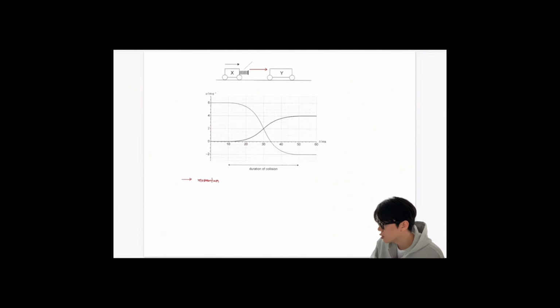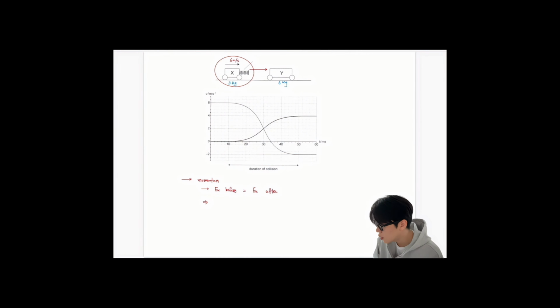And they ask to show if the collision is elastic, which means that we have to show the kinetic energy before collision must be equal to the kinetic energy after collision. That's the condition for elastic collisions, right? So before collision, we have to start with the numbers with the cart X. If you see the question, the mass of the cart is 3 kilogram for X and 6 kilogram for Y, and the initial velocity of the cart X is 6 meters per second, right?